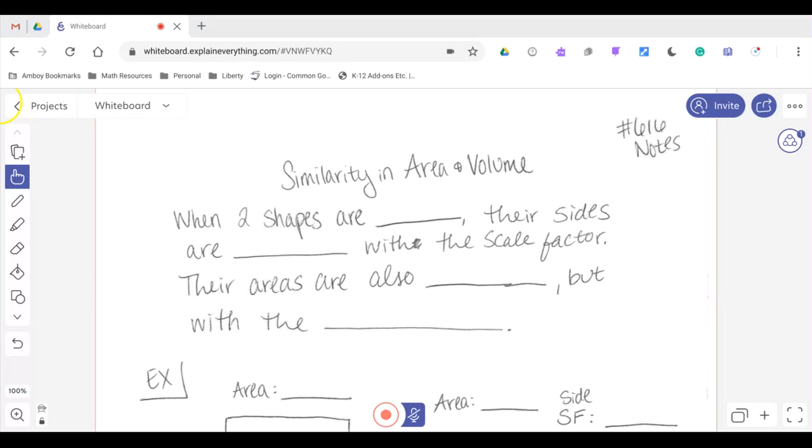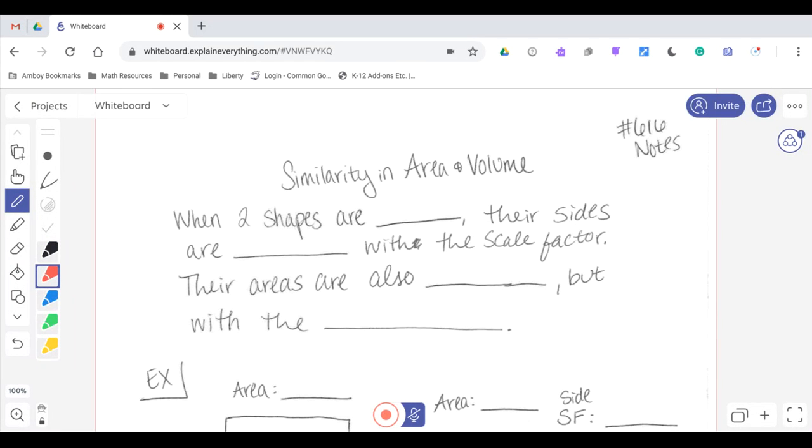Welcome back, Matt 2. Today we are going to discuss similarity and the relationships between it in area and volume. Now, we already talked about what happens to the similarity ratio when we move from sides to areas, and we'll hit that again. And today we're also going to discuss what happens when we include volume. All right? So let's fill in some blanks here.